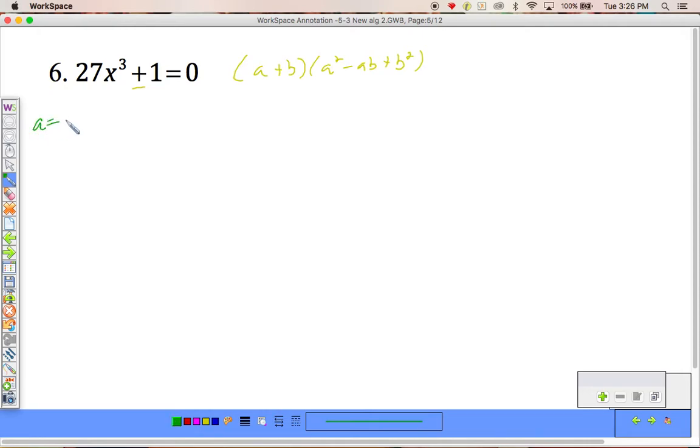So I need to pick an a value and a b value, and I've already decided the formula because of the plus sign. So I need to know what term times itself is 27x to the third. I'm going to think 3 times 3 times 3 is 27. x times x times x is x to the third. And in the back, 1 times 1 times 1 is 1. So 27x to the third is 3x, 3x, 3x. 1 is 1, 1, 1. So I'm going to plug these in.